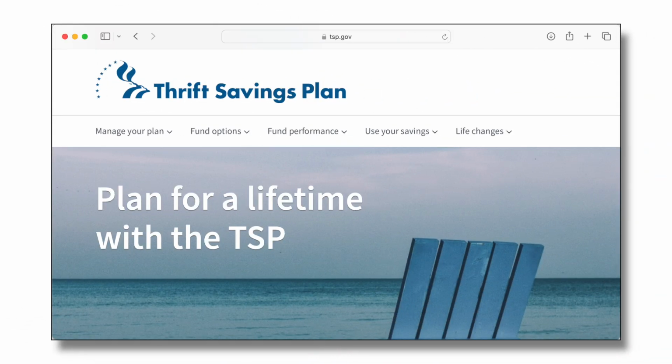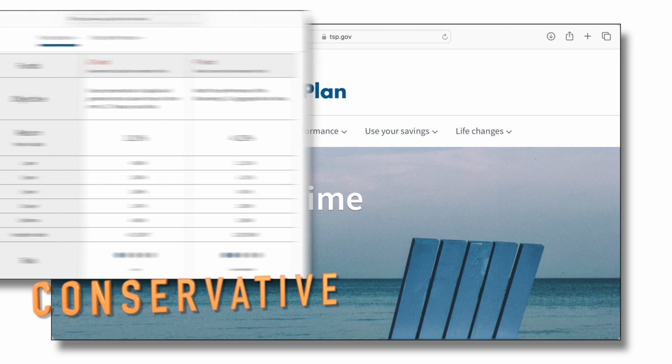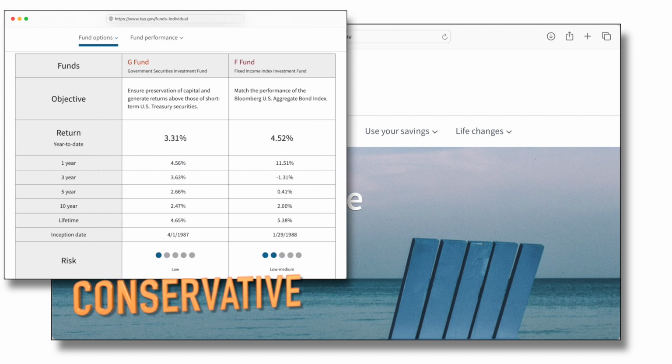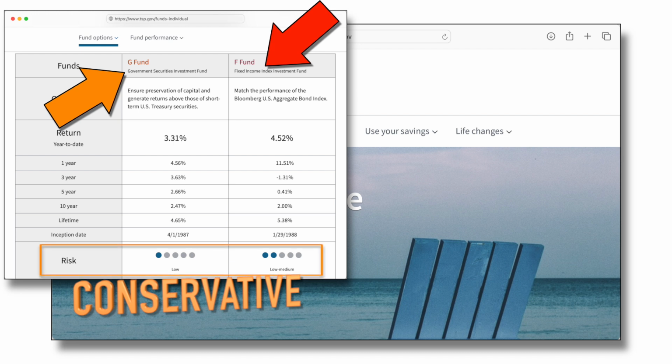So this is the Thrift Savings Plan, or TSP's, website. You can get information on the funds and performance by clicking these links. The two conservative investments available inside TSP are the G Fund, which invests in government securities or bonds, and the F Fund, which invests in a more diversified basket of fixed income or bonds. These are generally considered low-risk investments and average 4 to 5% returns over their existence.